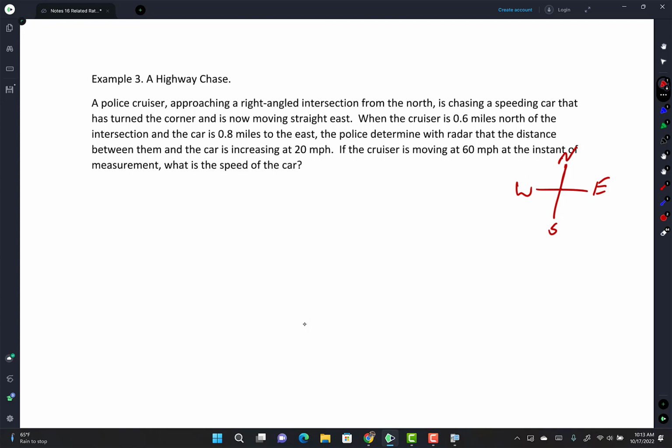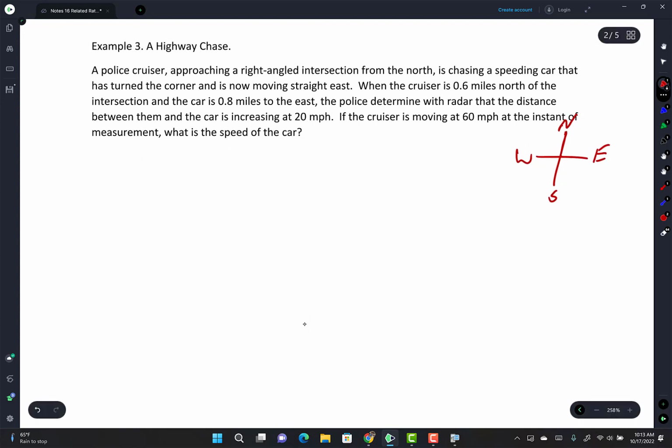How do we do it? We'll start with a drawing. So here we go. You're probably going to get it right, but look, start with a model. Here's my right-angled intersection. Here's the cruiser, the cop car, in the black dot. Here's the bad guy in the blue dot. When the cruiser is 0.6 miles, I'm going to call this distance Y, and I'm going to call this distance X.